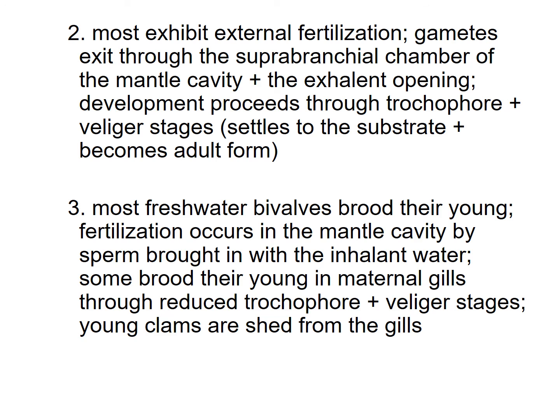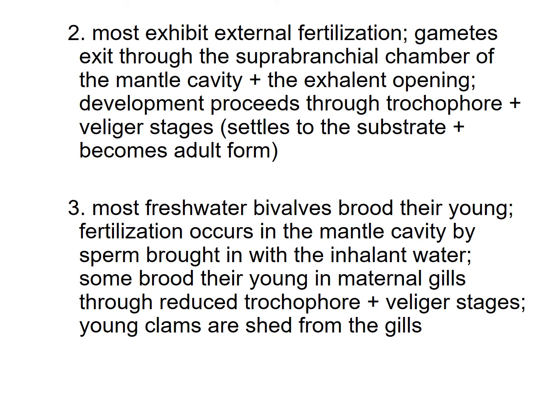Most species exhibit external fertilization, so sperm and egg exit through the suprabranchial chamber of the mantle cavity through the exhalant opening, and the sperm fertilizes the egg. It develops into a trochophore larva, into a veliger larva. Ultimately, this stage settles onto a substrate and transforms into the adult form.